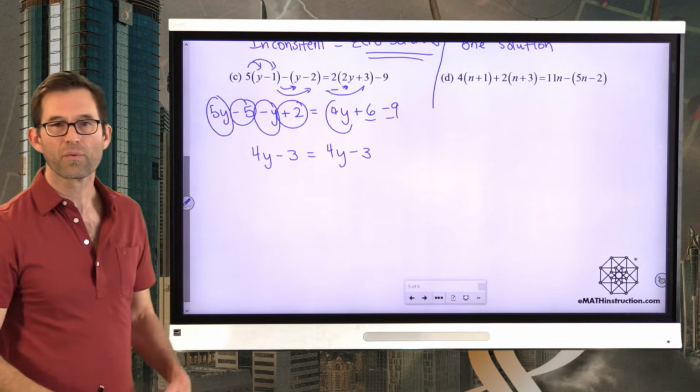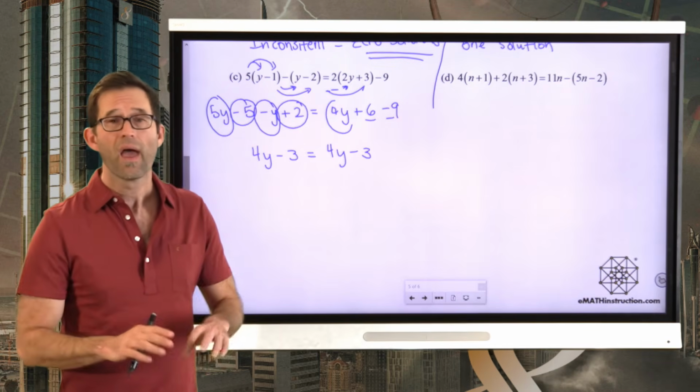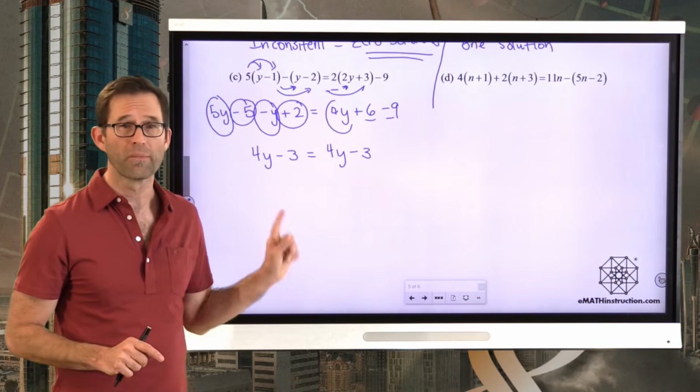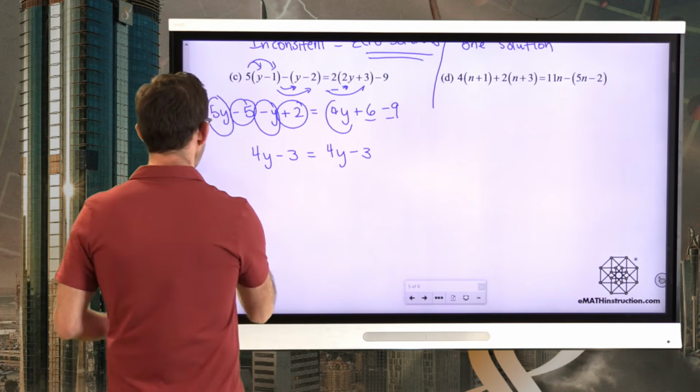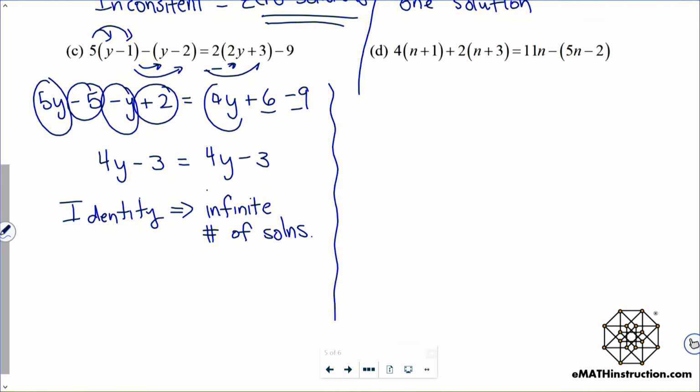All right, step back, reflect on what I have. 4y minus 3 equals 4y minus 3. Any value of y that I put in here, any value at all, would make it work because the two sides are identical. Therefore, this is an identity. And that has an infinite number of solutions.